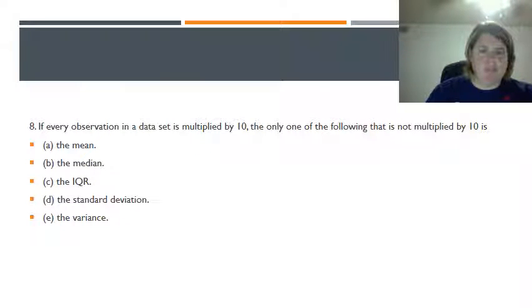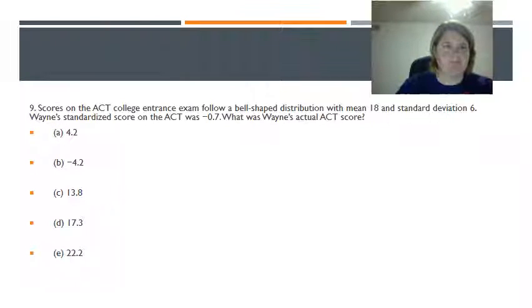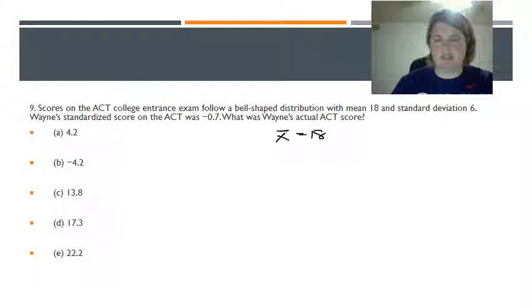So if every observation in a data set is multiplied by 10, which of the following is not multiplied by 10? The mean will be multiplied by 10, the median will be multiplied by 10, the IQR will be multiplied by 10, the standard deviation will be multiplied by 10, and remember that variance is S squared, so this would actually be multiplied by 100, because it's always squared. Tricky, tricky. Number 9, scores on the ACT college exam follow a bell-shaped distribution with a mean, so we know that X bar is equal to 18, standard deviation is equal to 6.